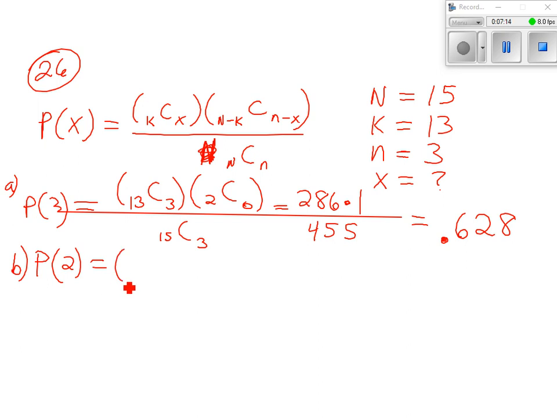So we got, couldn't find the C on your calculator before, be trying it now. The K is going to stay the same. The X is going to change this time. It's going to be 2. N minus K, that stays the same, so that's 2. N minus X, this time 3 minus 2 is just 1. Over, down here, that all stays the same.